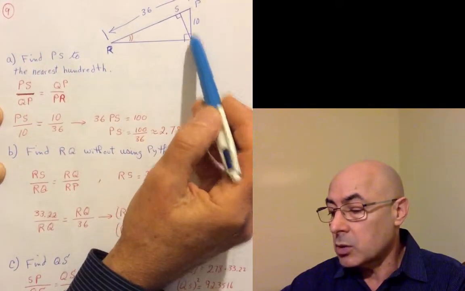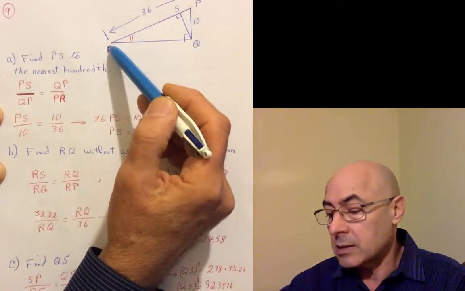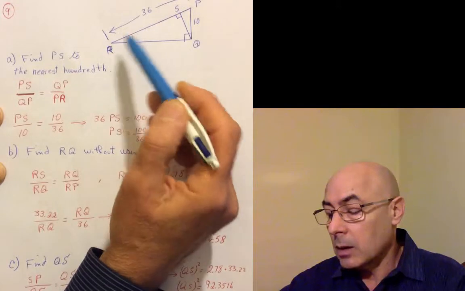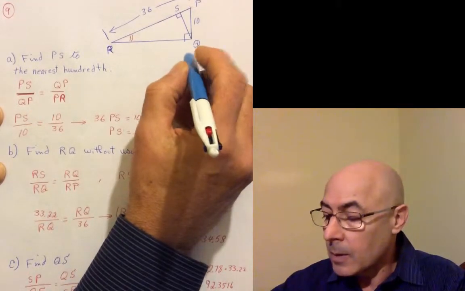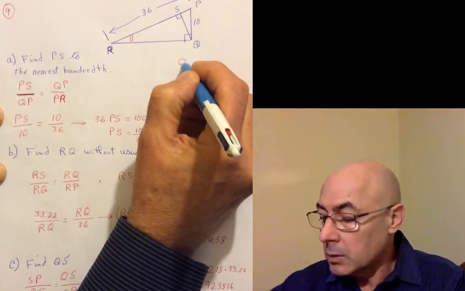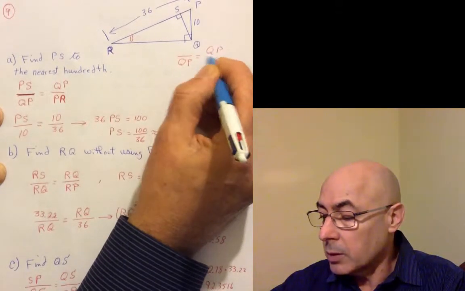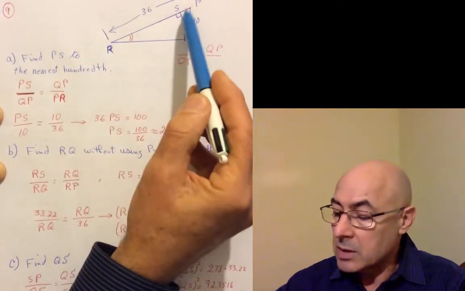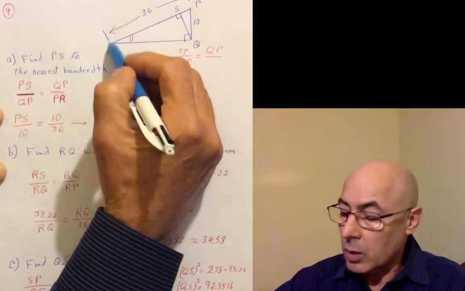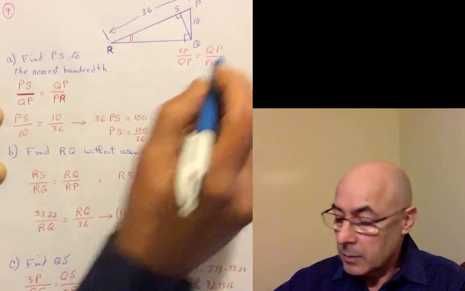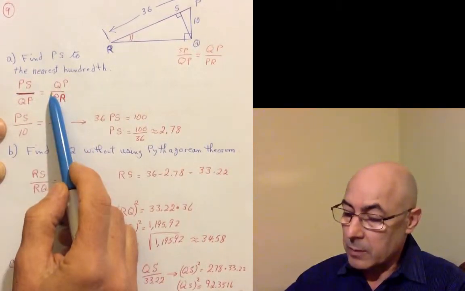So we can use QP as geometric mean, we can use QS as geometric mean, we can use QR as geometric mean. If I'm using QP as geometric mean, then I'm going to write it like this. QP equals QP. Then I use the segment close to the QP, SP. Then I use the whole hypotenuse, PR. So that's the proportion I'm going to use over here.